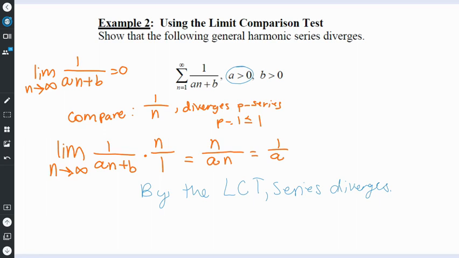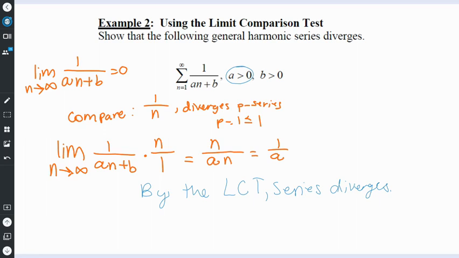Could we also do 1 over an in the comparison? You can, yeah, 1 over an. That would also just be the p-series? Yes, it will still be the p-series.